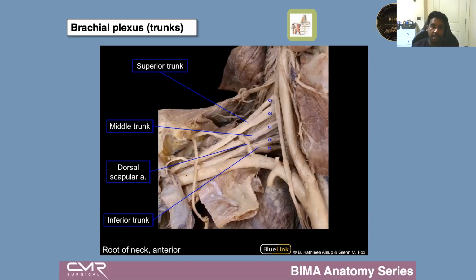So moving down to the trunks, the superior trunk is made from C5 and C6. The middle trunk is made from C7. And the inferior trunk is made from C8 and T1. Now you can see that two roots make up the superior, two make up the inferior, and only one makes up the middle. There's not really a reason why the body is designed this way, but it is an important detail to mention, so that you are aware of it when we talk through the later divisions in a second. The superior, middle and inferior trunks, like the names suggest, are the topmost, the middle, and the bottommost.